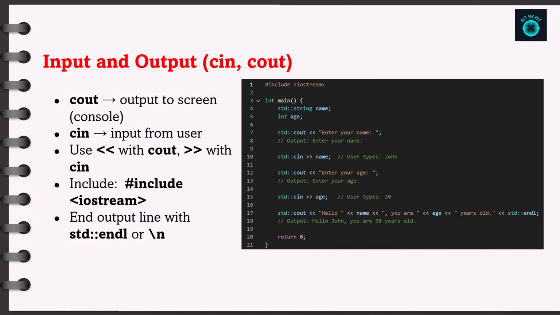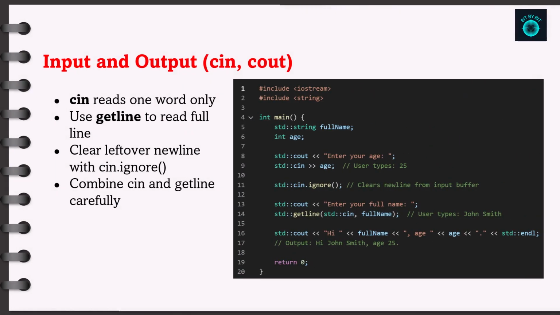Input and output. In C++, you use cout to display messages on the screen. To send output to cout, use the << operator. To get input from the user, use cin and the >> operator. To move to a new line, you can use endl or \n. endl also flushes the output stream.